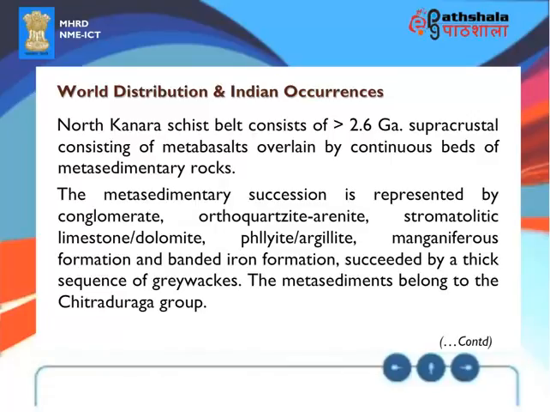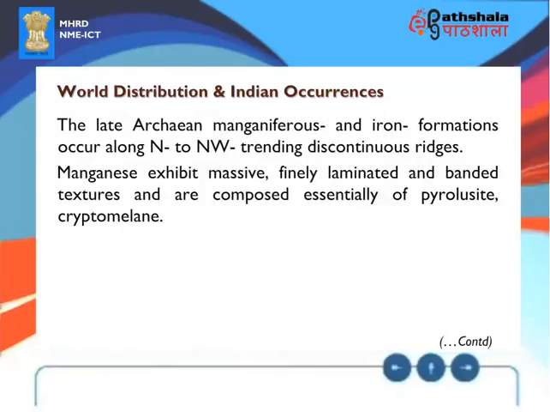The North Kannada schist belt consists of greater than 2.6 billion year old supracrustals, consisting of metabasalts overlain by continuous beds of metasedimentary rocks. The metasedimentary succession is represented by conglomerate, orthoquartzite, arenite, stromatolitic limestone, dolomite, phyllite, argillite, manganiferous formation, and banded iron formation, succeeded by a thick sequence of greywacke. The metasediments belong to the Chitradurga group. The late Archean manganiferous and iron formations occur along north to northwest trending discontinuous ridges.